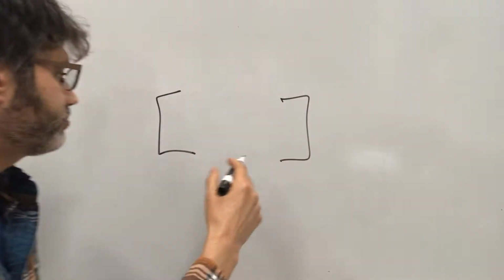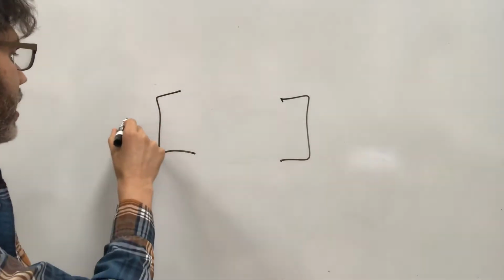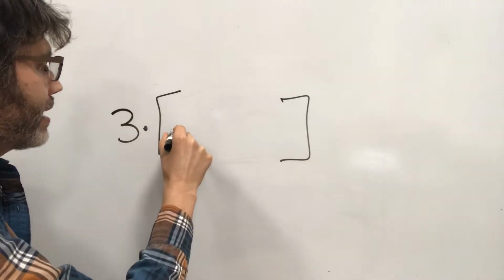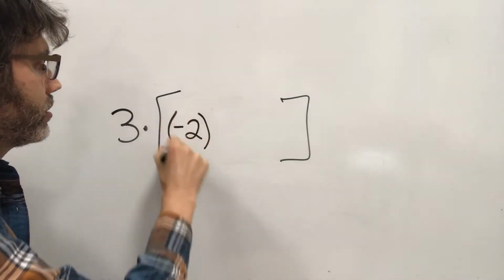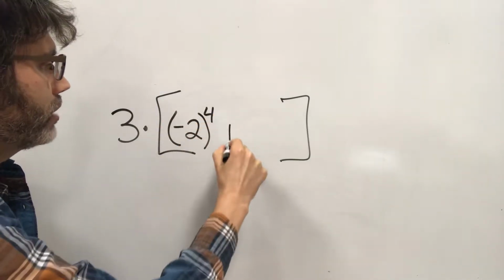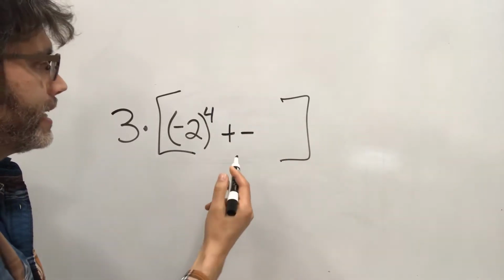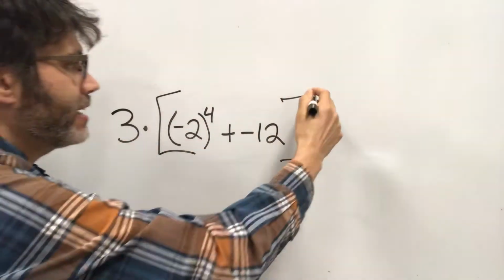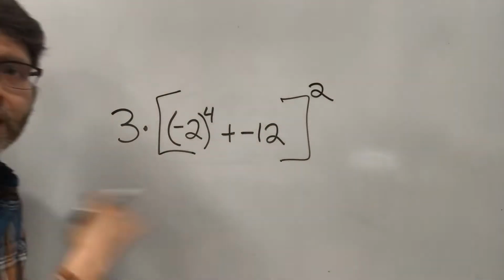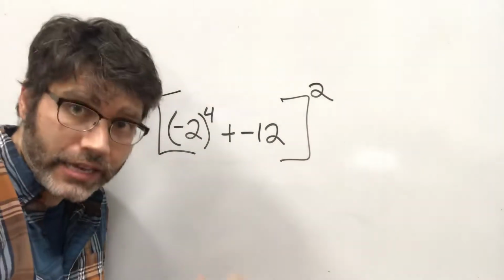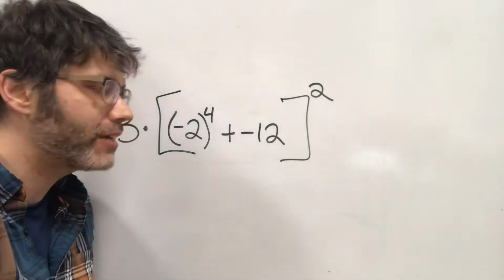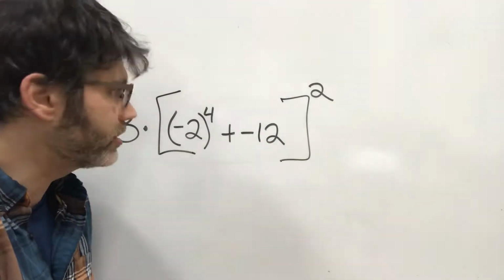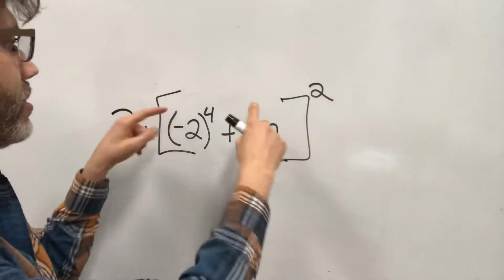So for instance, let's say that we had 3 times everything in these brackets, and then in the bracket we had negative 2 to the 4th plus negative, let's say negative 12, and then this entire grouping of this bracket is going to be squared. So we've got a lot of stuff going on in here, and PEMDAS is what we need to follow, but again, because there's so many types of groupings, it's really important to understand the context of what kind of groupings we look at first.